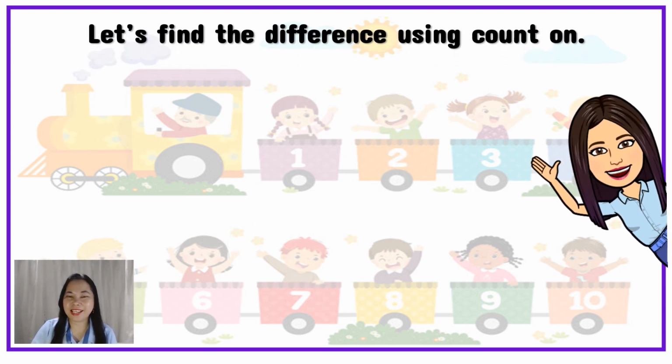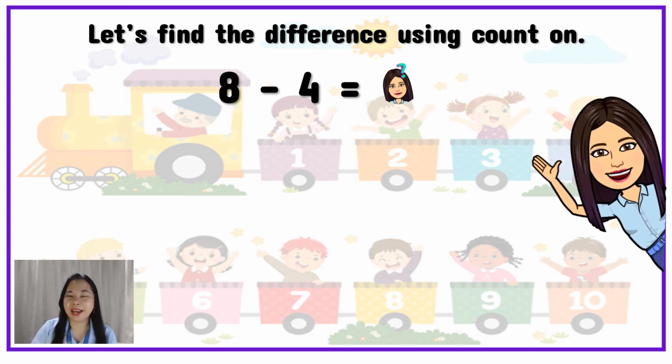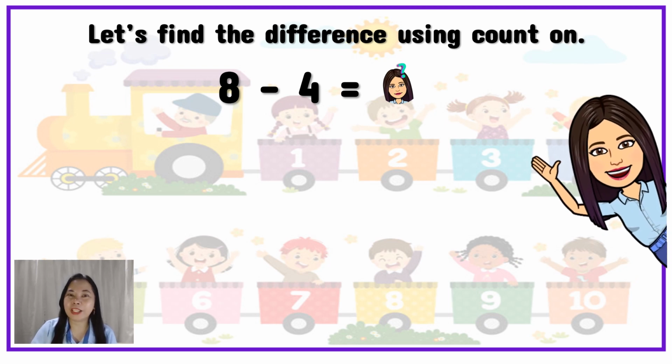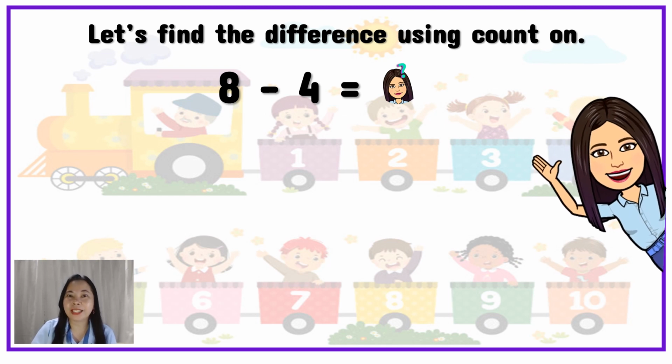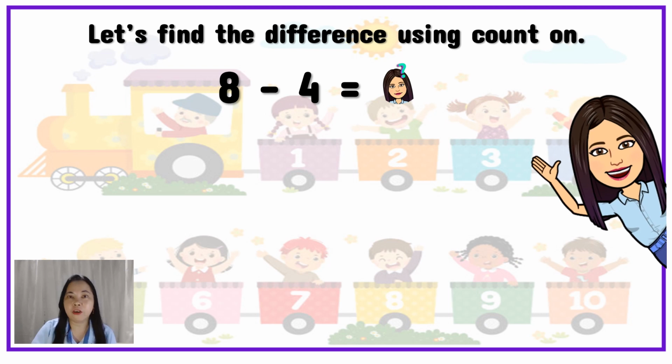Let's find the difference using count on. For the first example, 8 minus 4. For the first step, find the smaller number, or the subtrahend. In this example, the subtrahend is 4. For the second step, we're going to count on after 4 up to 8, which is the minuend.